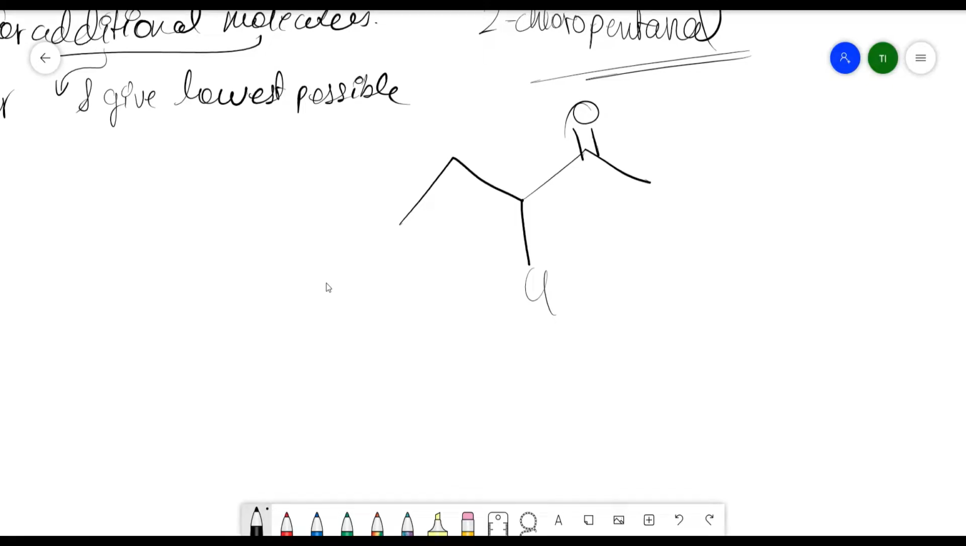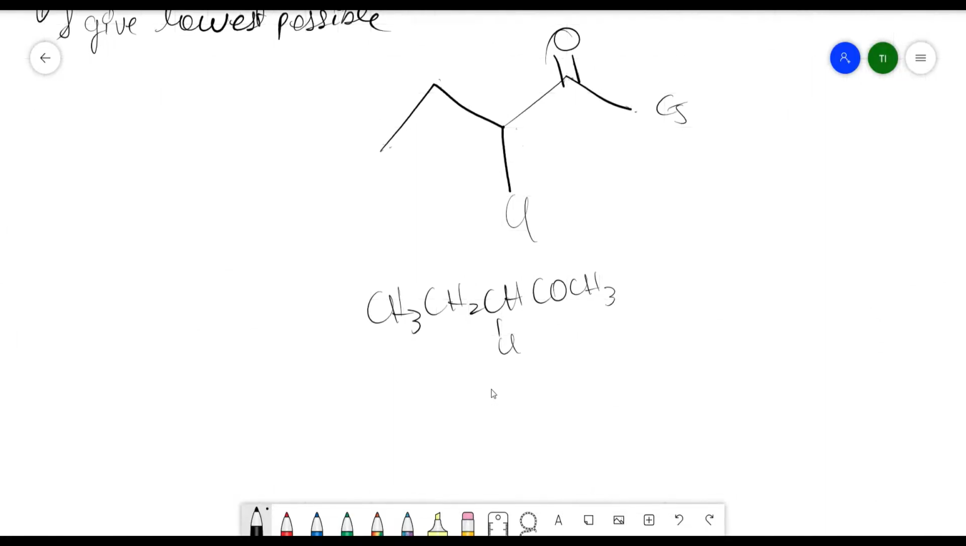So to make it easier, first I'll draw the structural formula. CH3, so there's 1, 2, 3, 4, 5. There's C5, 5 carbon atoms. CH2, CH, Cl, and then CO, CH3. Now this makes it easier for us to name. First identify the longest carbon chain, which is 1, 2, 3, 4, 5. Do not consider this, that is not carbon, that is chlorine. So there's 5, therefore pent.